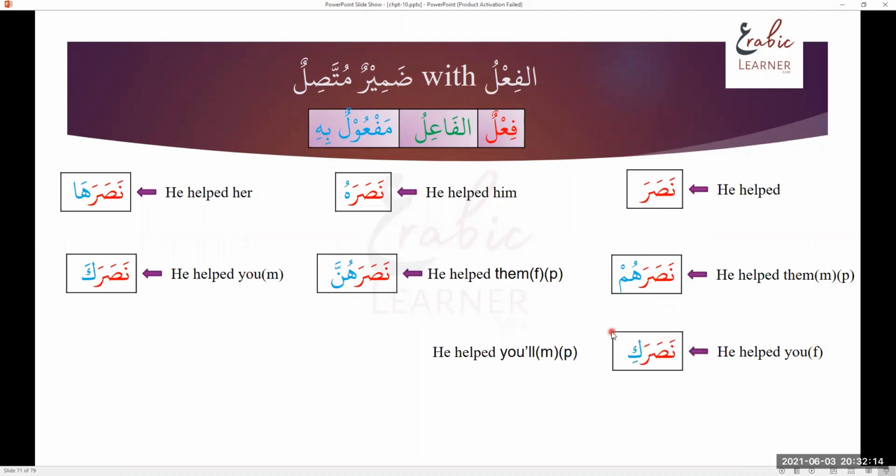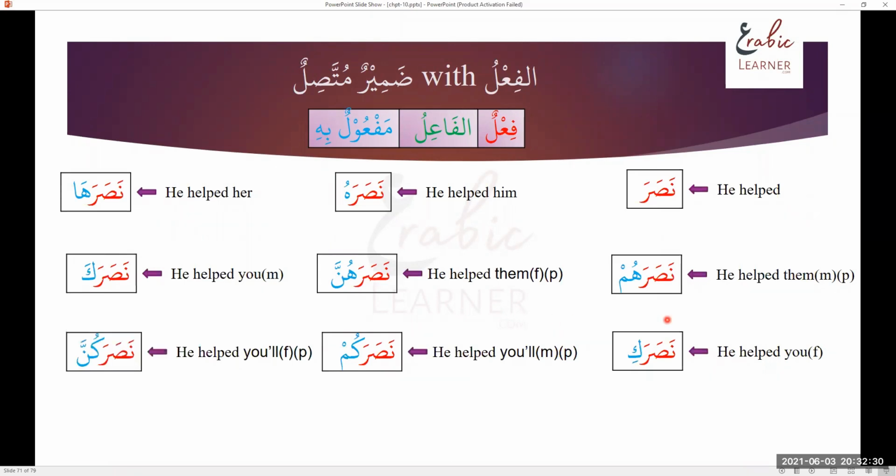Very good. He helped you all, masculine plural: Nasarakum. Well done. And he helped you all, feminine: Nasarakunna. Good. He helped me.